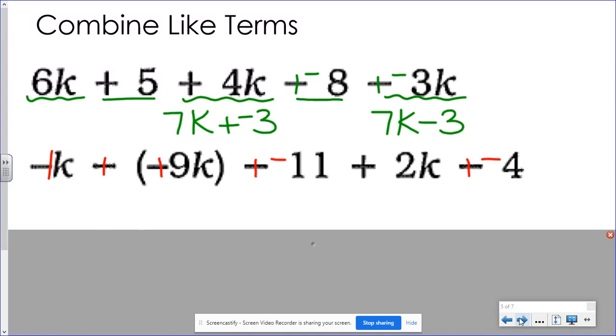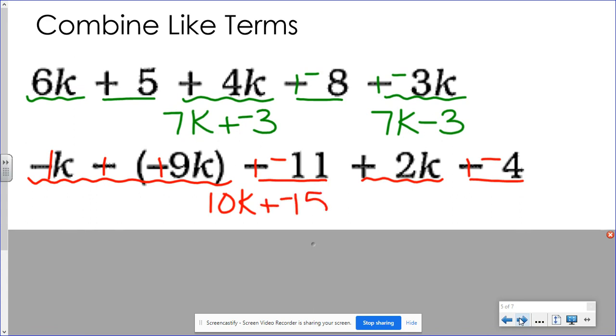So let's put all of these k's together. So negative 1k plus a positive 9k. Negative 1 plus 9, that's going to be 8k. 8k plus 2k is 10k. And then I have my constants. I have a negative 11 and I have a negative 4, which would be adding a negative 15. Or again, just like in the problem above, I could have 10k minus 15. I'm okay with either one of those.